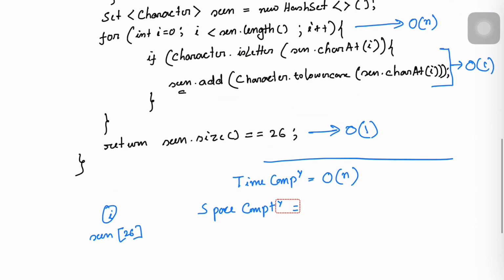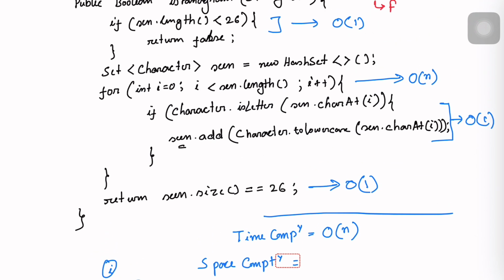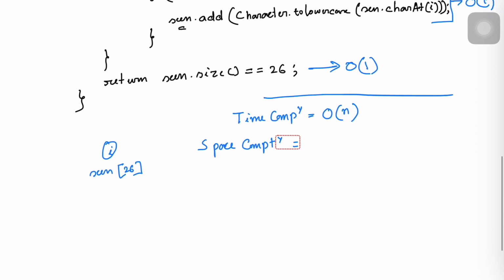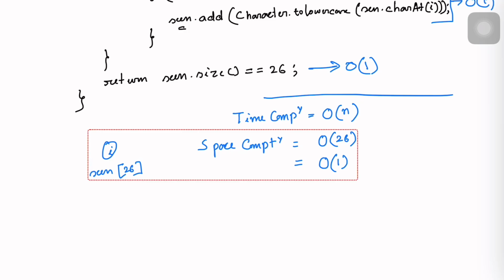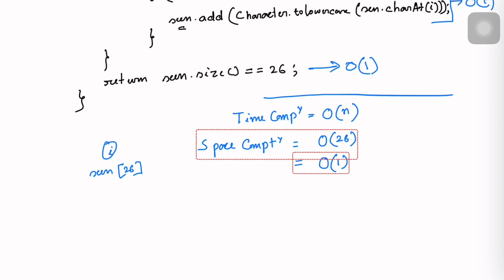Correct. There is no other variable we are using. So we can say that space complexity is big O of 26. It's constant, because at max it can contain only 26 characters. So it's a constant, correct? Because it is not varying based on the size of our sentence. That's why we can say the space complexity is constant.